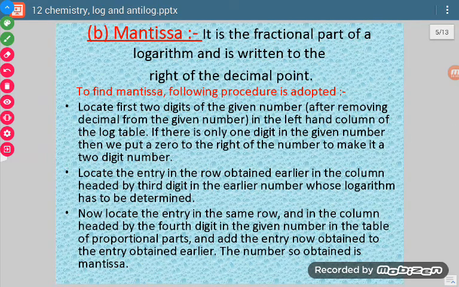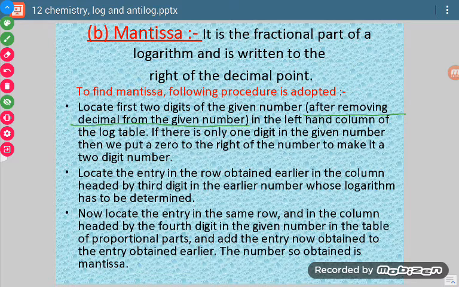Now mantissa. Now see, what is mantissa? It is that portion which is written after decimal. Okay, when we are reporting our answer, then it is that portion which is written after decimal. Now how it is to be calculated? Now see, first of all, whatever number is given to us, we will remove decimal from that number, and that whole number will be considered.